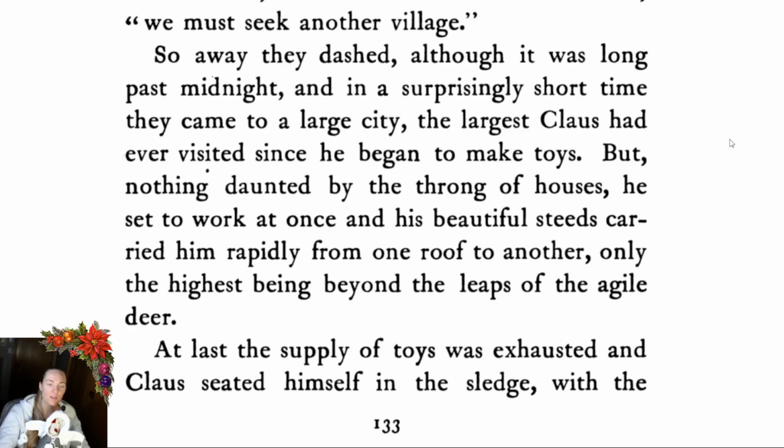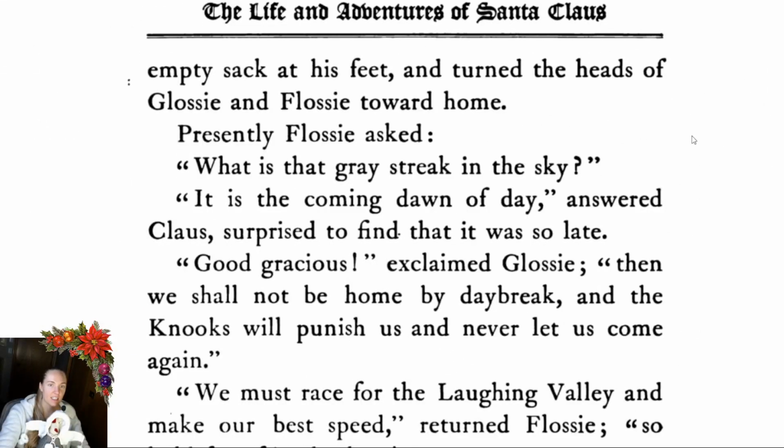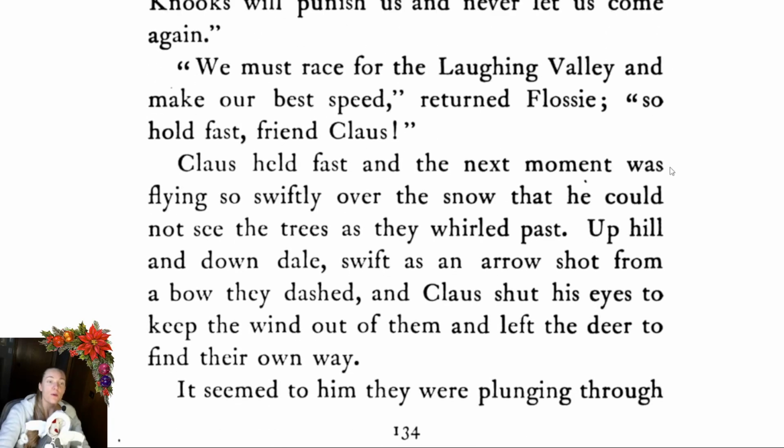At last the supply of toys was exhausted, and Claus seated himself in the sledge with the empty sack at his feet and turned the heads of Glossie and Flossie toward home. Presently Flossie asked, "What is that gray streak in the sky?" "It is the coming dawn of day," answered Claus, surprised to find that it was so late. "Good gracious!" exclaimed Glossie, "then we shall not be home by daybreak, and the Knooks will punish us and never let us come again." "We must race for the Laughing Valley and make our best speed," returned Flossie. "So hold fast, friend Claus."